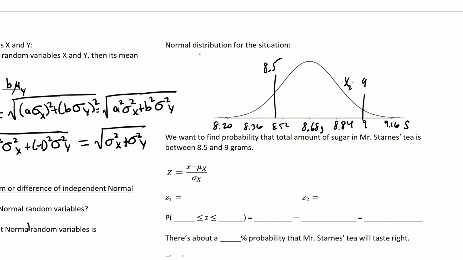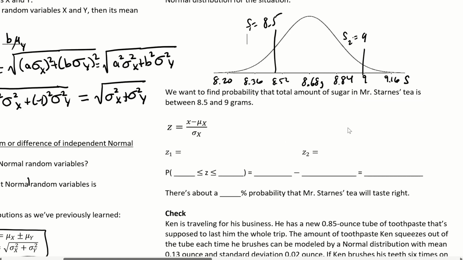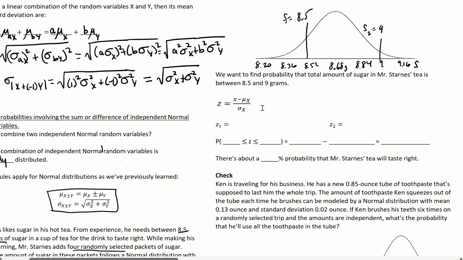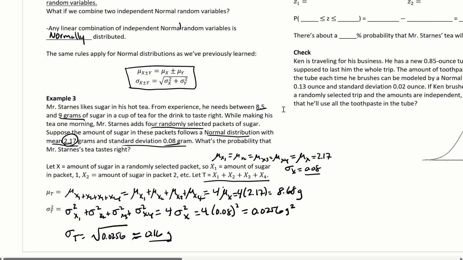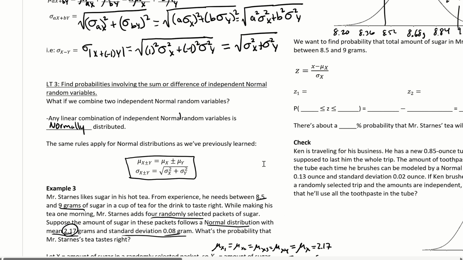So x2, I guess that should be sum 2, sum 1, I guess, if you technically want to call that. Okay, so we want to find the probability that the total amount of sugar is between 8.5 and 9 grams, okay? Oh, it says x equals the amount of sugar, okay. All right, so I just want to double check that.